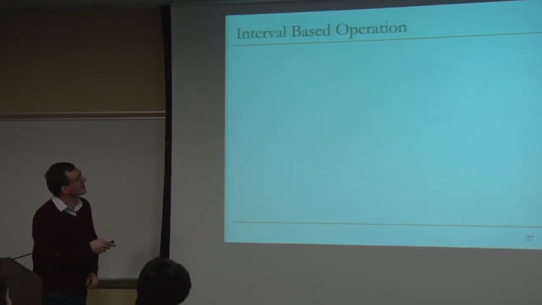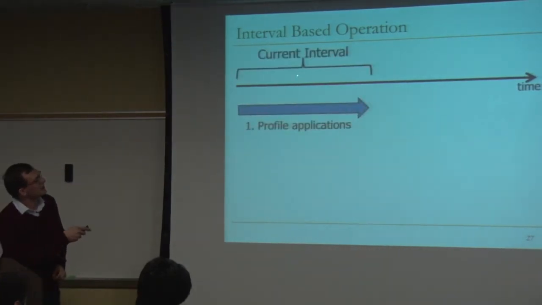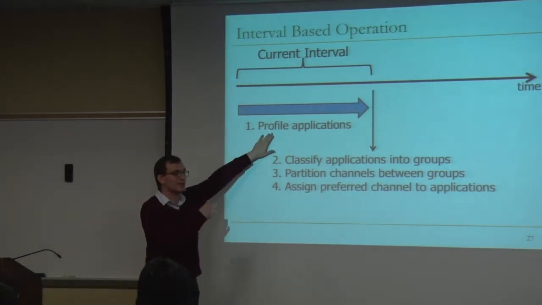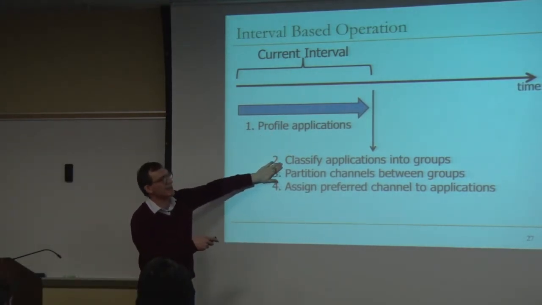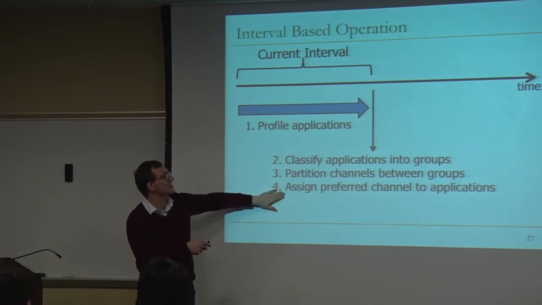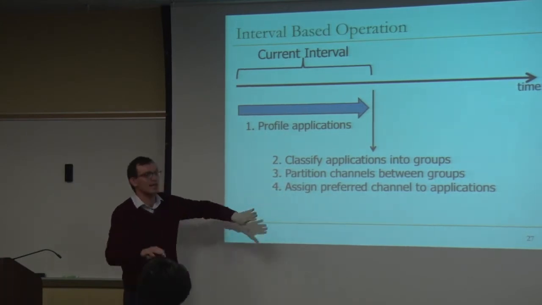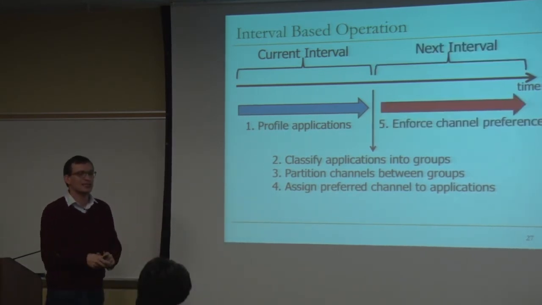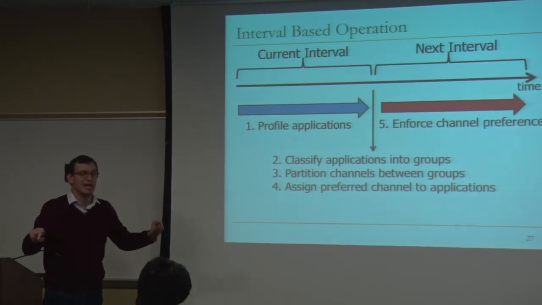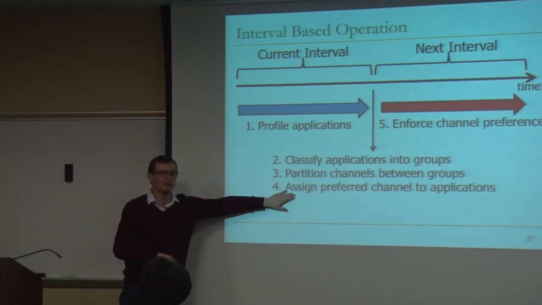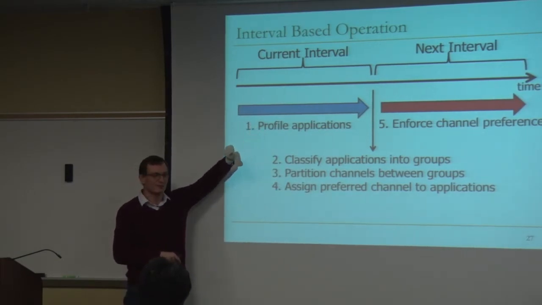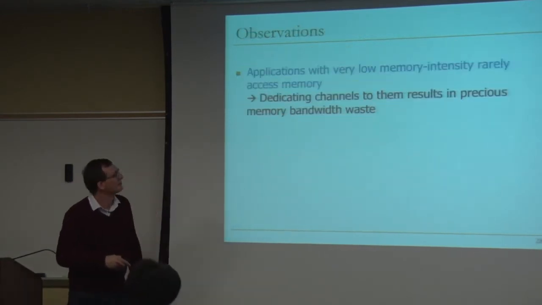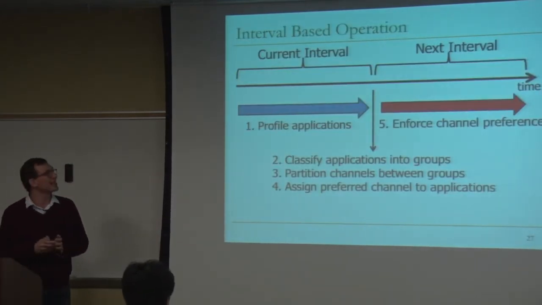Basically, within an interval, the hardware can profile the applications. And at the end of the interval, it can communicate this profile to the system software. And the system software can classify applications into groups, partition channels between groups, and assign preferred channel to applications. Now, each application has a preferred channel. And in the next interval, when the application needs to allocate a page, the system software says, OK, I'm going to enforce the channel preferences that were assigned at the beginning. This is one way of doing the operation. Does that make sense? It's similar to TCM at a different granularity, of course. OK. So that's the idea.